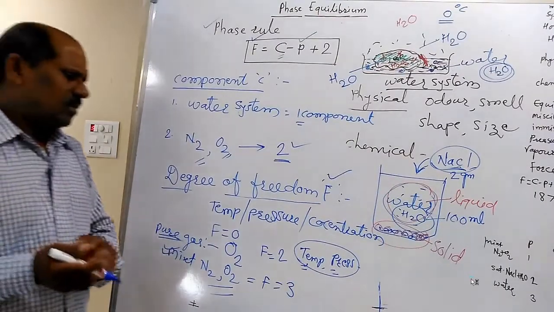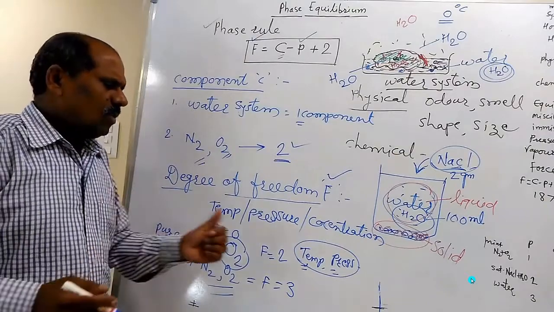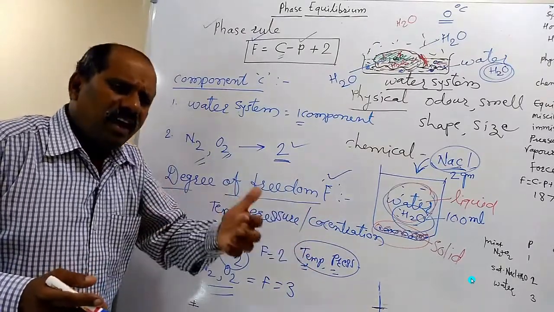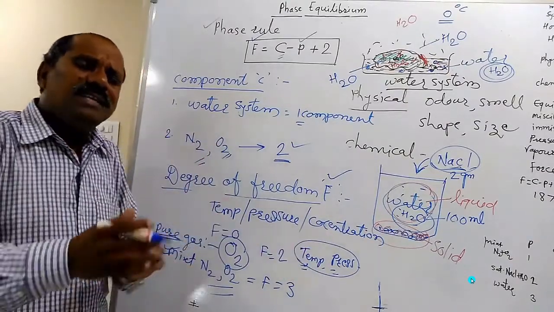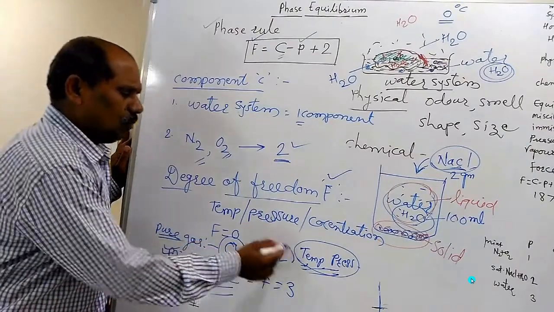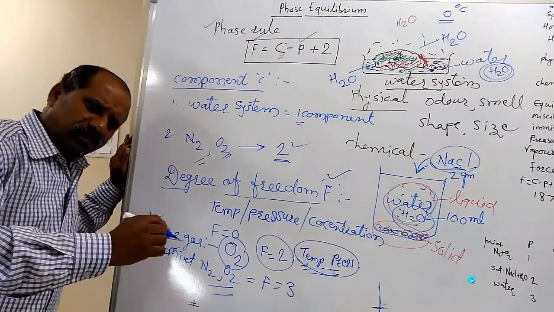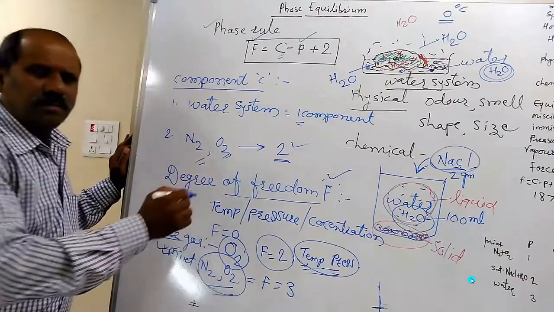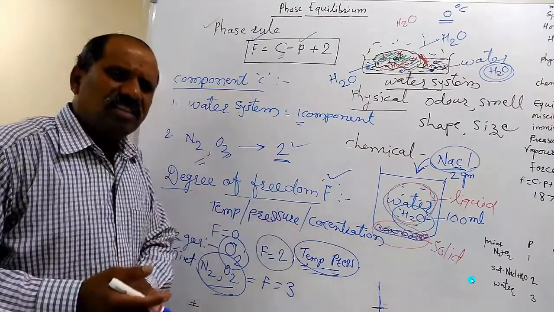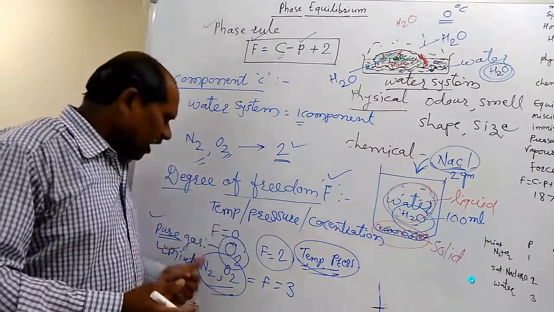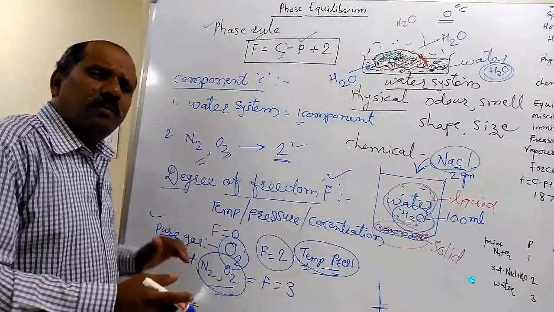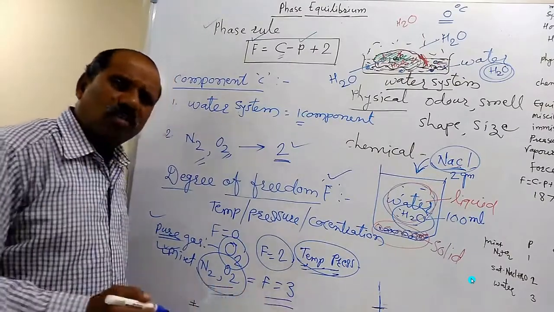For pure gases, such as only oxygen, only two variables are required to specify. At a given temperature and pressure, the third variable, volume, is automatically fixed. Means two variables are required to fix for pure gases, and hence the degree of freedom is 2 for pure gases. But when we consider a mixture of gases, for example a mixture of nitrogen and oxygen, then after fixing the temperature and pressure, the question remains about the concentration or the volume. How much nitrogen and how much oxygen is present? For that purpose, the third variable, concentration, also plays an important role, and hence the degree of freedom is 3 for a mixture of gases.